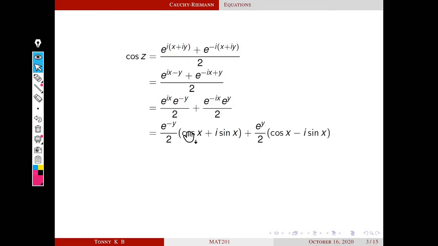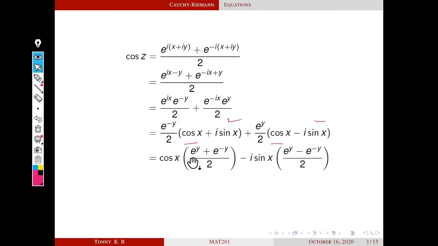By Euler's formula, this e raised to ix becomes cos x plus i sin x, and e raised to minus ix becomes cos x minus i sin x. Okay. Here these two terms are real and cos x is common, and these two terms are imaginary. So by comparing the real and imaginary, we get cos x common, so cos x into e raised to y plus e raised to minus y by 2, and this becomes minus i into, and sin x is common, sin x into e raised to y minus e raised to minus y by 2. Okay, and this is our hyperbolic cosine, and this is hyperbolic sine.